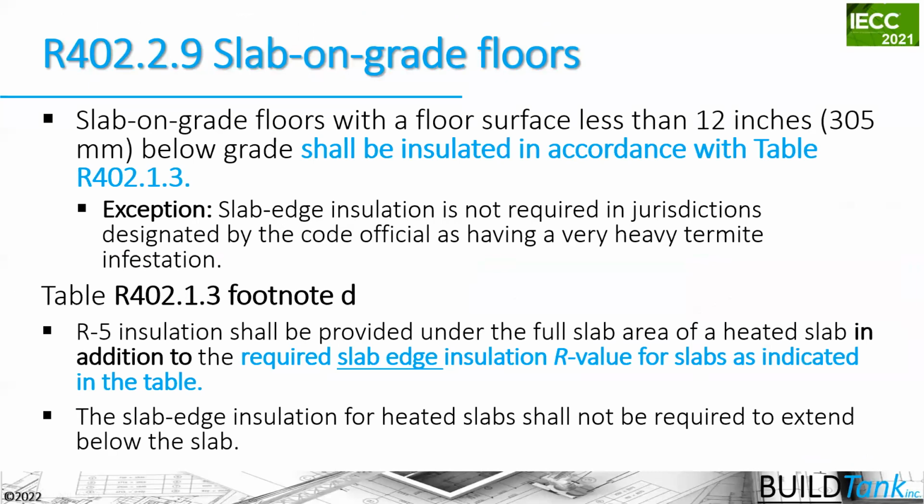The slab edge requirement continues and says that it shall be installed in accordance with the table, which is basically the R value requirement there. And then it is footnote D, not footnote B, that says the required slab edge insulation R values for slabs is indicated in the table if your slab is heated. So R5 insulation shall be provided under the full slab area of a heated slab. You're allowed to go vertical to the outside to do a frost protected slab there.